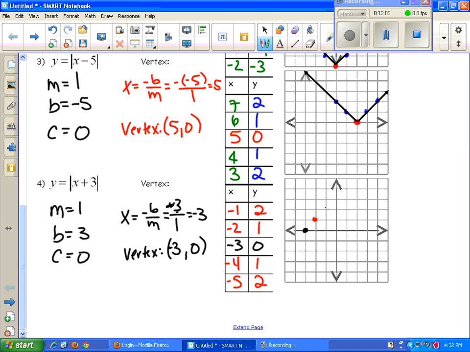So my points would be here, here, here, and here. Then again, I would take my ruler and connect the points, and that gives me my V shape. And of course, if I did not get that V shape, then again, I would ask, did I do my vertex wrong, or did I plug in any of my points wrong? All right, so let's go to the back side.